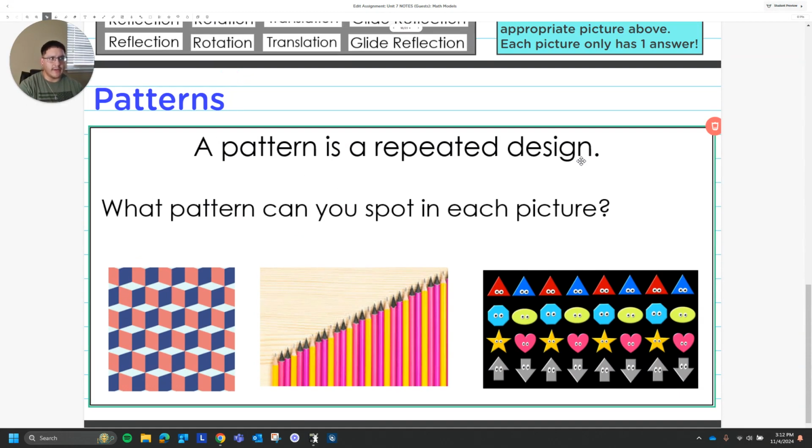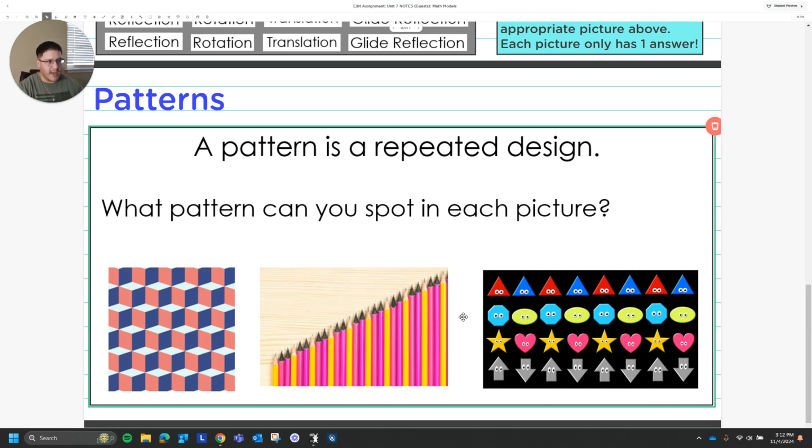Next, patterns. A pattern is a repeated design. What pattern can you spot in each picture? So the bottom right, you can see triangles being represented in a red, blue, red, blue, red, blue pattern. You can see, I believe that's octagon and an oval. Octagon, oval, octagon, oval. You can also see a light blue, yellow, light blue, yellow pattern. And then you can see the star, hearts, yellow, pink, etc. And then the arrows, up, down, and so on and so forth.